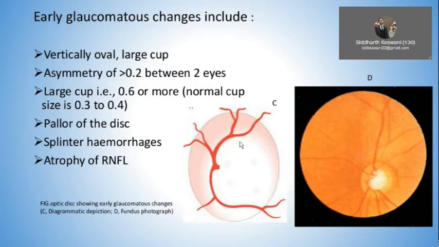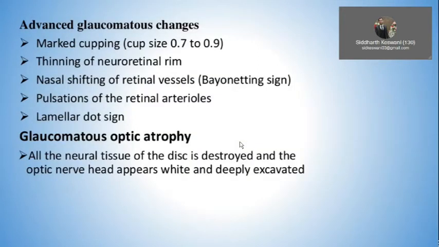In advanced glaucomatous changes, we have more cupping, so the cup size increases from 0.7 to 0.9. Then we have thinning of the neuroretinal rim, nasal shifting of the retinal vessels, which is also known as the bayoneting sign, pulsation of the retinal arterioles, and the lamellar dot sign. You need to know these key points in advanced glaucomatous changes. The most important thing is the cup disc ratio, which becomes 0.7 to 0.9, and the thinning of the neuroretinal rim and the nasal shifting of the retinal vessels, which you can see when you dilate the fundus.